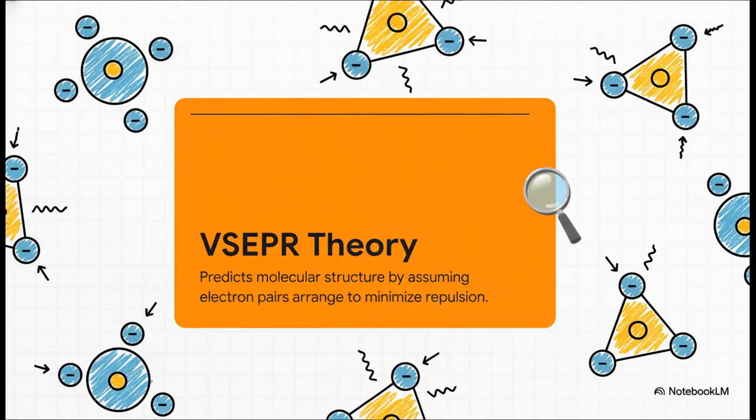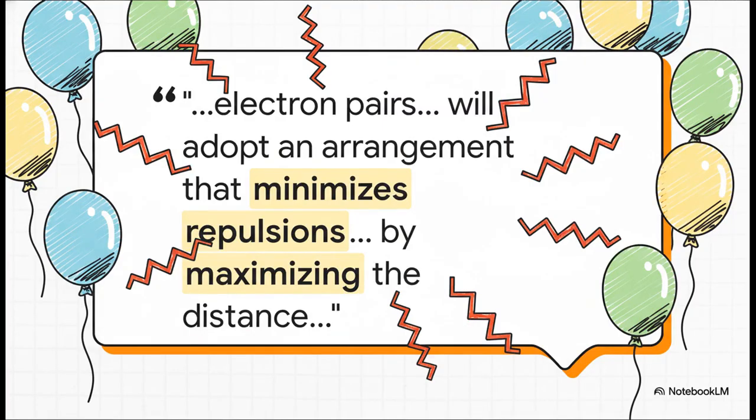Now, the official, fancy name is valence shell electron pair repulsion theory. Yeah, it's a mouthful, which is why everyone just calls it VSEPR theory. And look, don't let the name intimidate you. The idea is incredibly simple. You've got pairs of electrons in the outer shell of an atom. They're all negatively charged. And what do similar charges do? They push each other away. They just want their personal space. As the source material puts it, they just adopt an arrangement that minimizes repulsions by maximizing the distance between them.